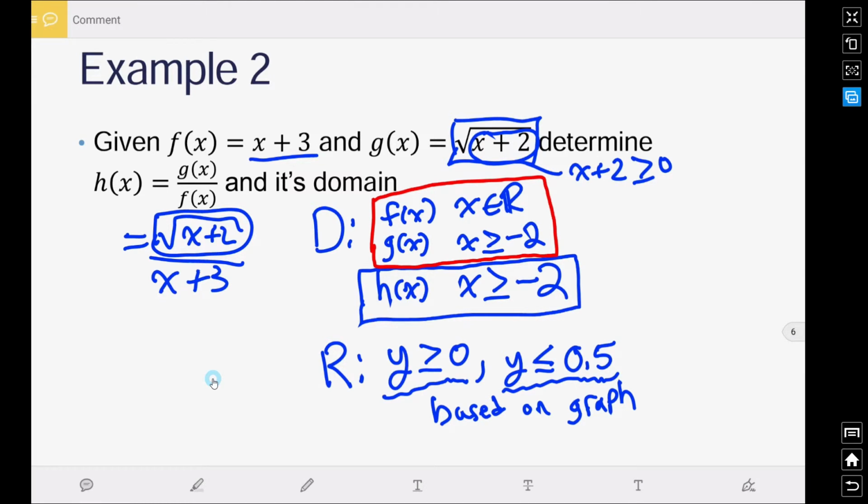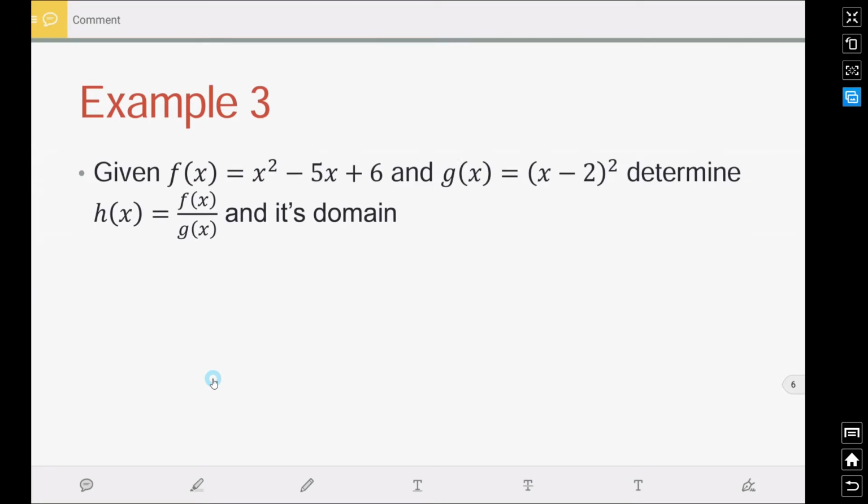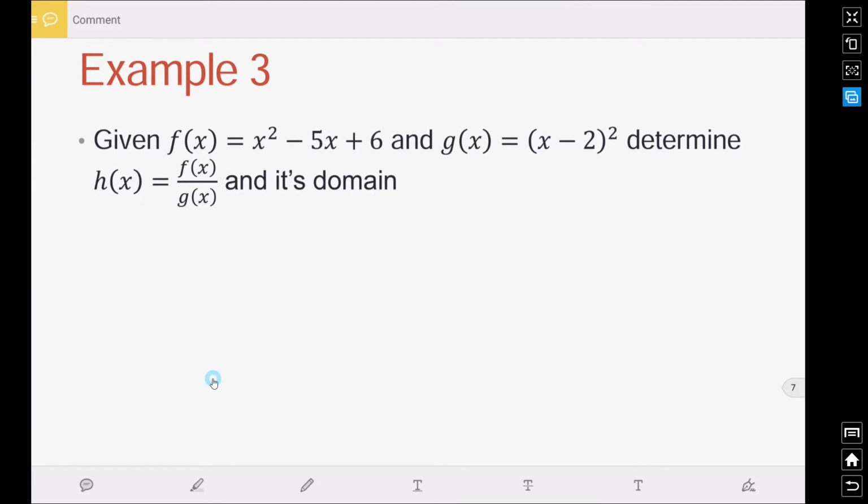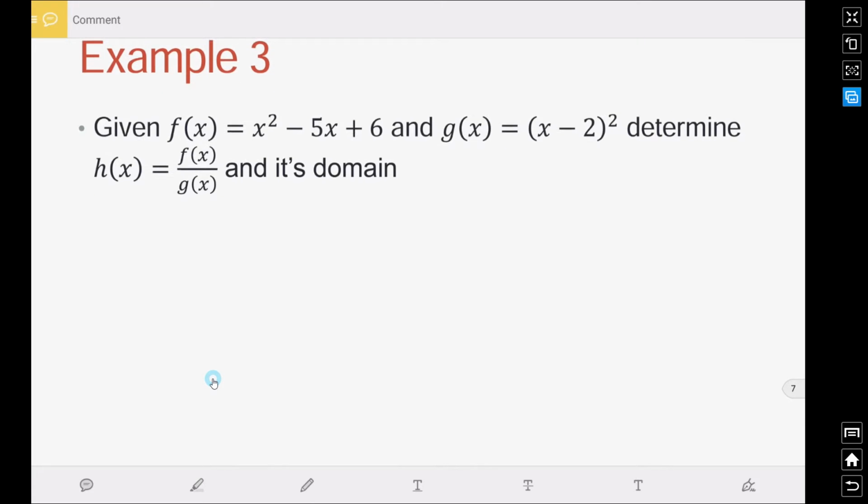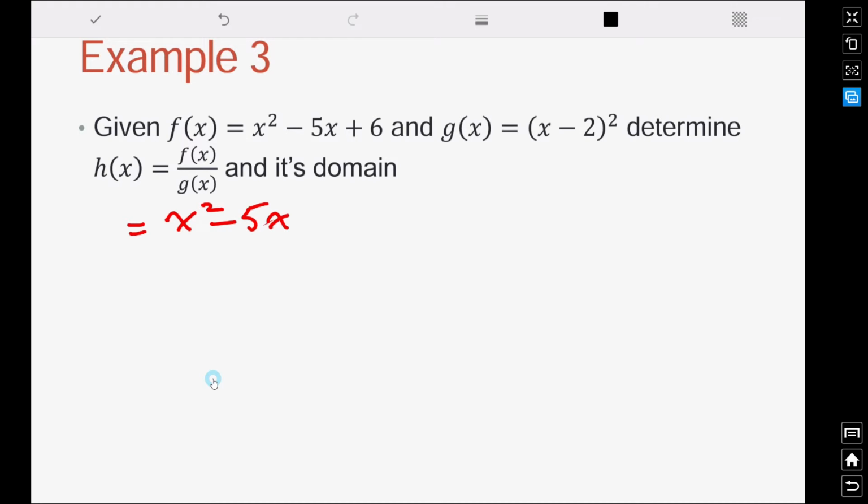Alright, one more example. Example 3. Here, given f of x and g of x, we have two functions. Determine what the combined function is and determine its domain. So let us check this out. So f of x is going to be x squared minus 5x plus 6, and we're going to be dividing this by g of x, which is x minus 2 all squared.